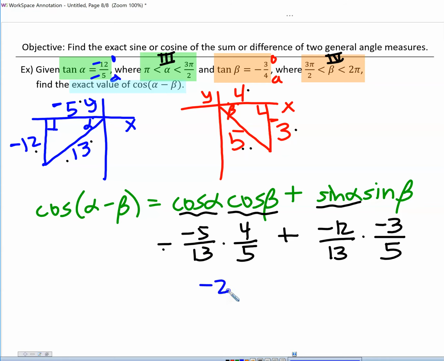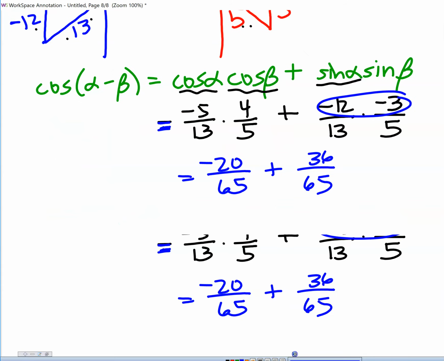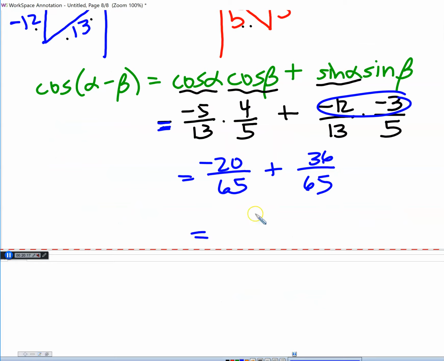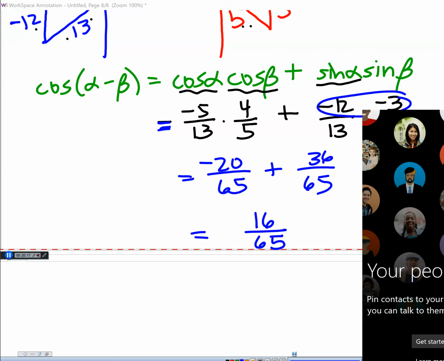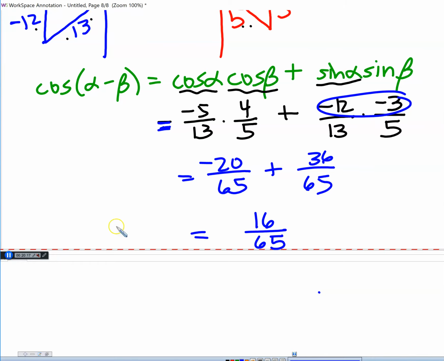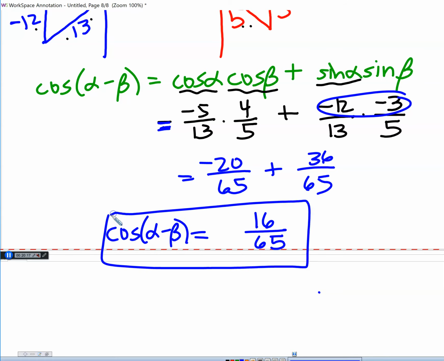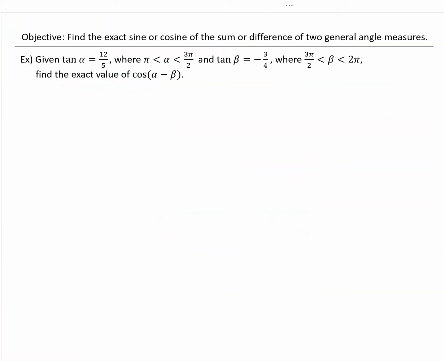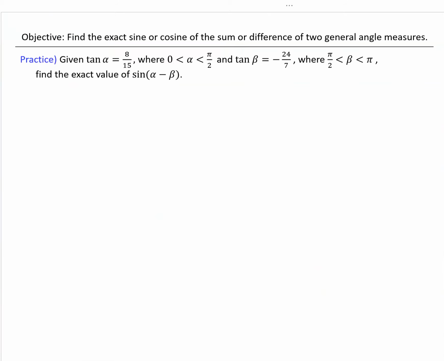So now doing our multiplication, this gives us negative 20 over 65, plus, and this would be a positive 36 over 65. So 36 minus 20 is 16 over 65. That's not going to reduce. And so that would be our cosine of alpha minus beta. All right, let's have you guys try a problem. Give this one a try.